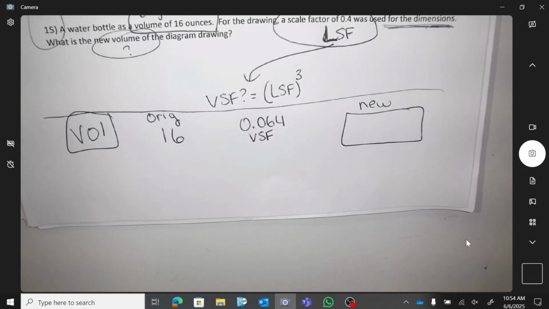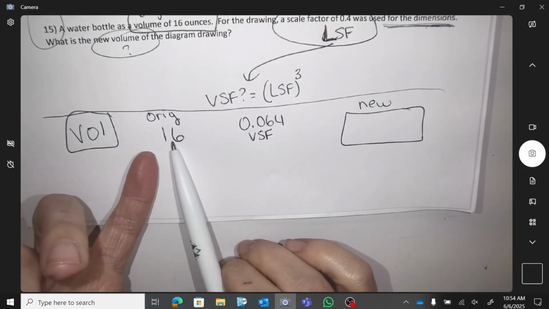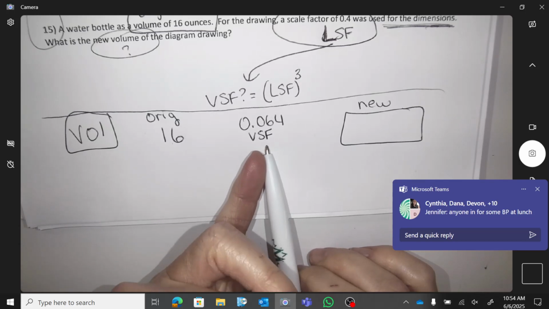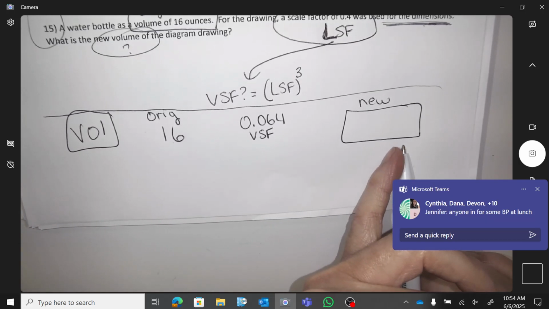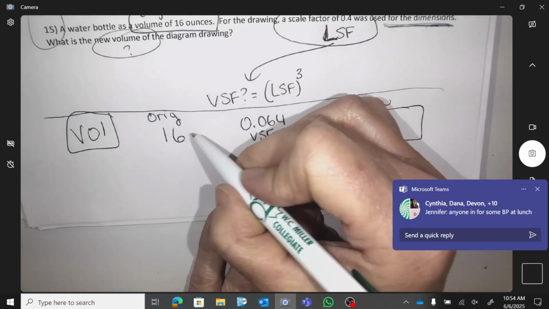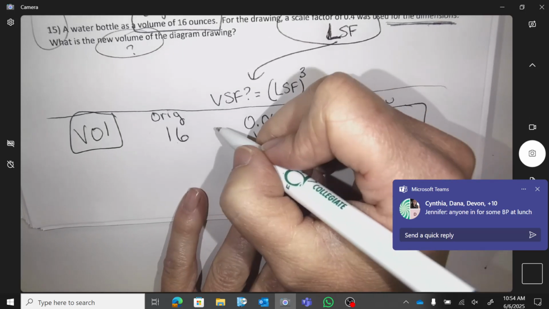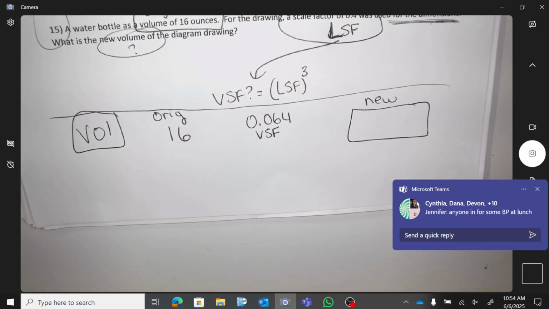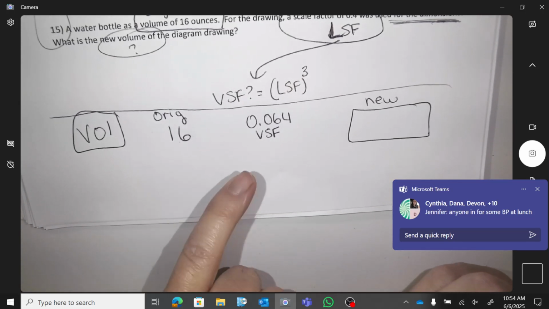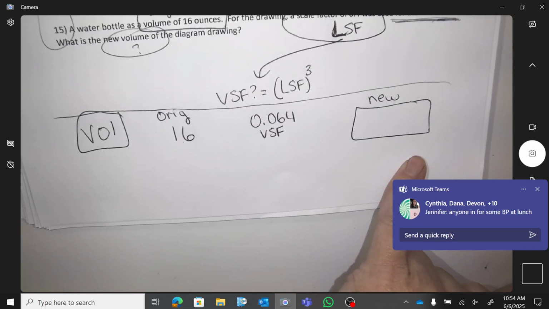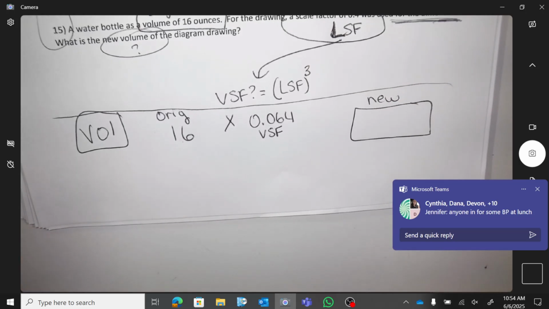Now I got everything with volume. I have my original volume. I have my scale factor with my volume. So what is my new volume? What am I going to do with these numbers? Should I times that way or should I divide that way? Times or divide. Original to get to the new. Times.